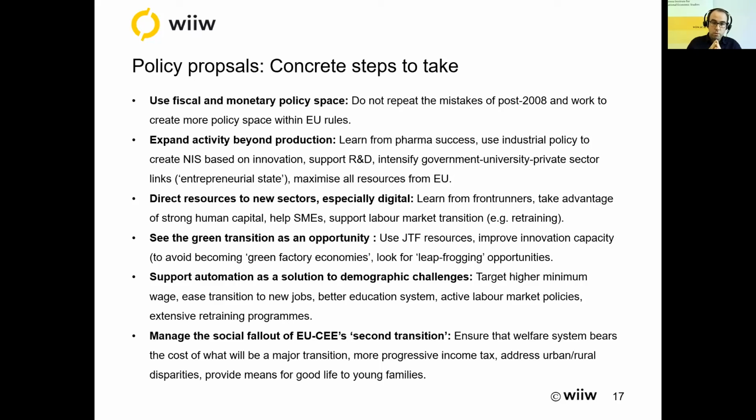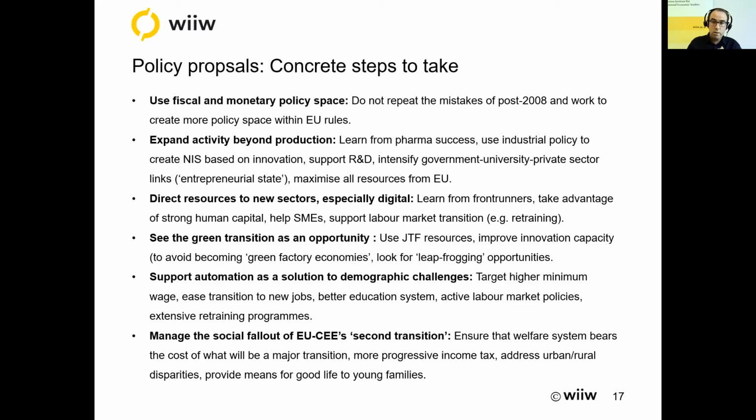The fourth major block is the green transition, and to really see this as an opportunity and to reframe how it's seen in a lot of the region, use the Just Transition Fund resources, improve innovation capacity, and really try to avoid this so-called factory economy also in the green sector. So previously the region has fallen into that a bit in manufacturing, try to avoid that in the green sector, and look for leapfrogging opportunities. So one of the findings is that the region is not far behind Western Europe on this. There is not a huge lock-in as there are in other industries where Western Europe is much further ahead, and so there could be leapfrogging opportunities here.